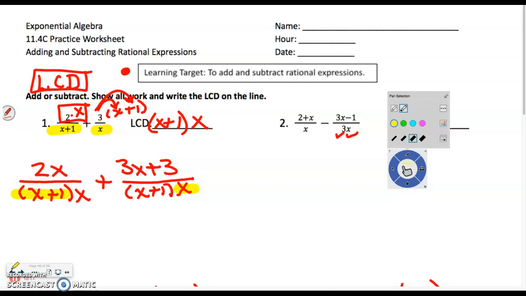What do you think, Sky? Do you think you're done? Or do I have to keep going? Do I circle it and move on to number 2, or am I done? You're not done. I'm not done.